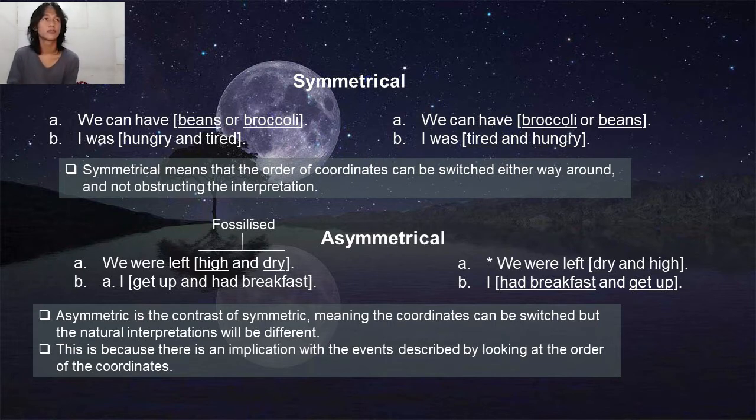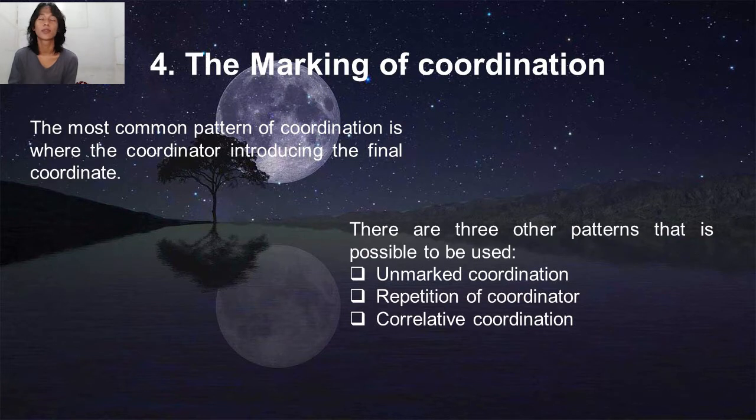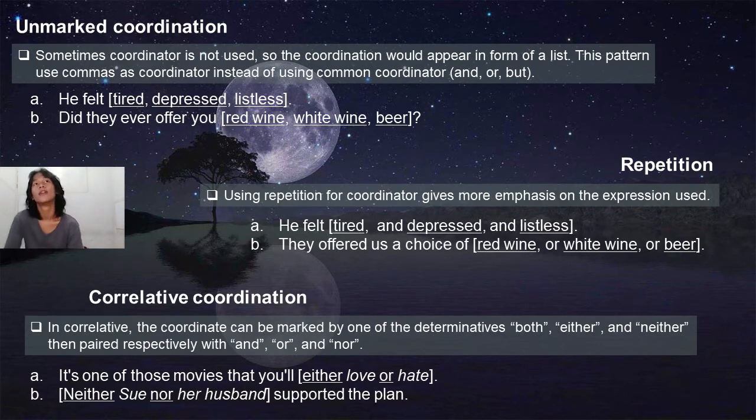And let's move on to the next slide. The marking of coordination. I will read again. The most common pattern of coordination is where the coordinator is introducing the final coordinate. There are three other patterns that are possible to be used: unmarked coordination, repetition of coordinator, correlative coordination. Let's explain that. Unmarked coordination. Sometimes the coordinator is not used. Yeah, you can do that.